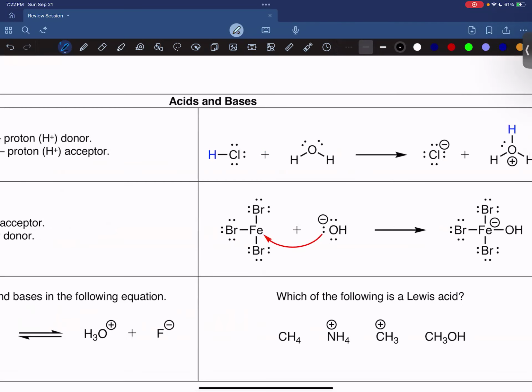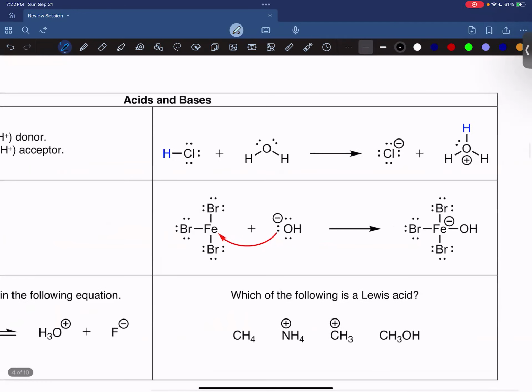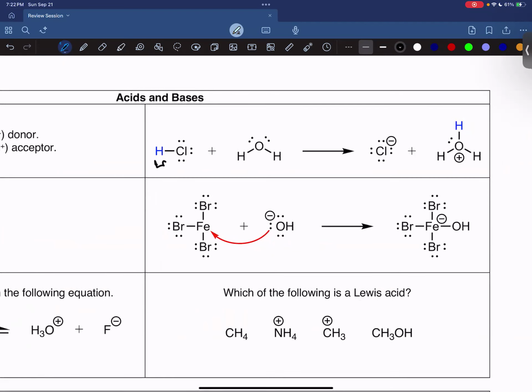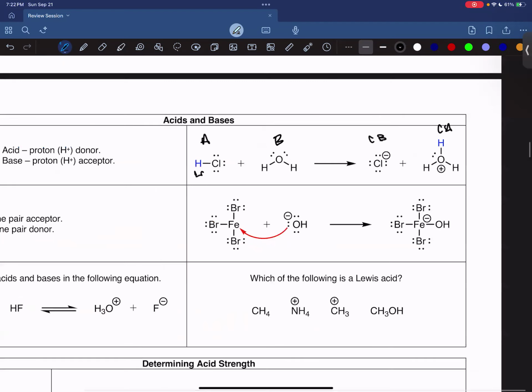You can see this hydrochloric acid, it loses that hydrogen, indicating that this is being donated. This is the acid, and this is therefore the conjugate base. You can see that the water is accepting that proton. So this is the base, and this is the conjugate acid.